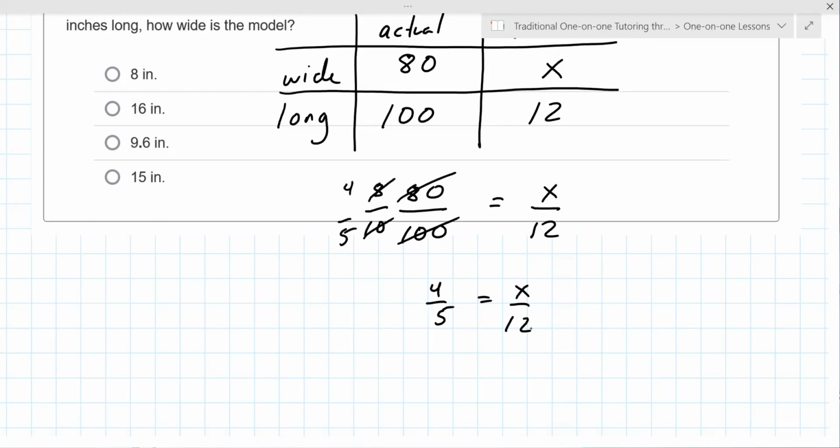I get 9.6 for X. Great. Sounds good to me. All right, so that's really good. Let me fill this bubble in. One more question and we're done with this one. Okay. So let's go to the last one here.